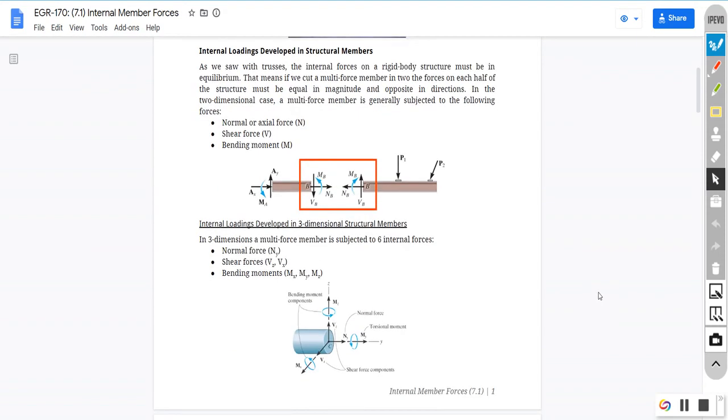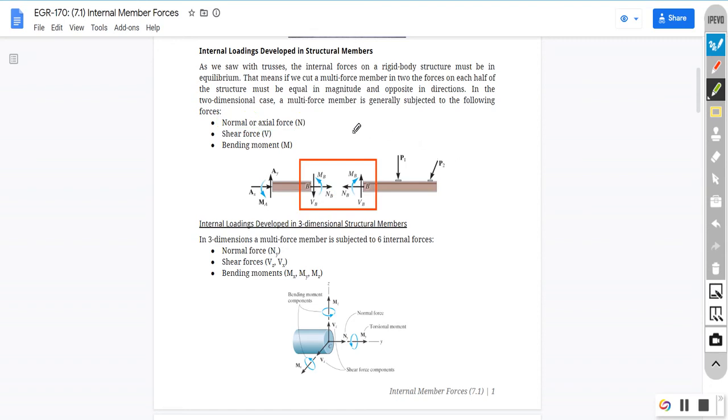So we've already seen one type of internal force in chapter 6, and that was the tension and compression forces, which we will be calling the normal or axial forces. They act along the axis. So these would be, in this case NB in this diagram, our tension and compression forces when we cut through the members.